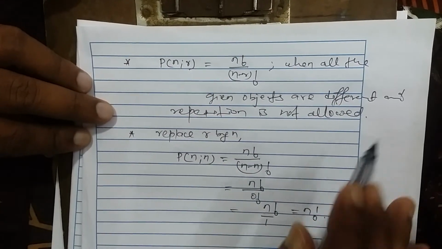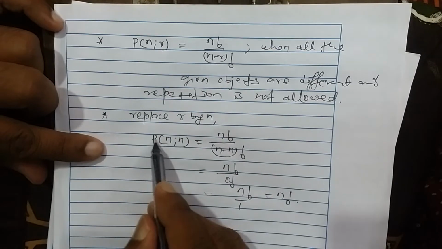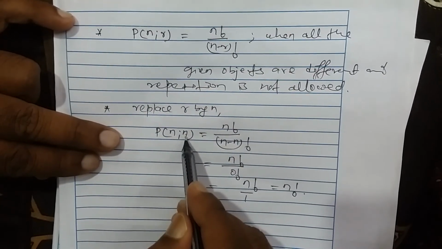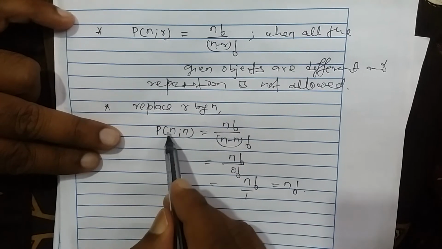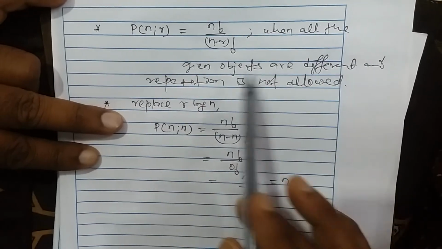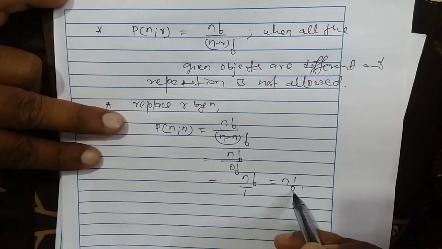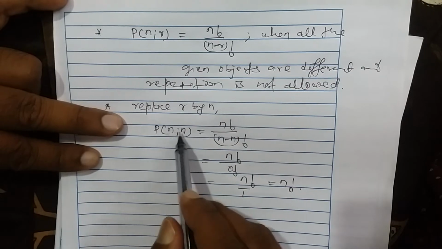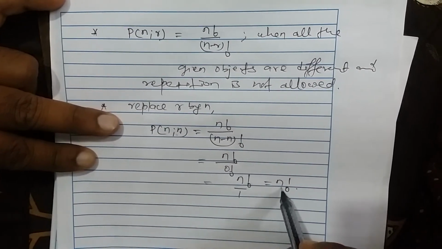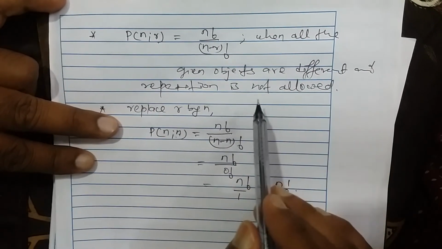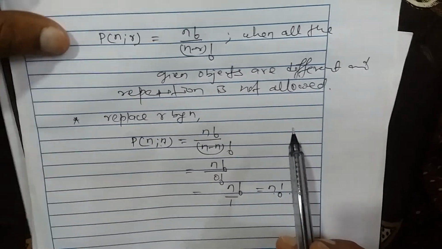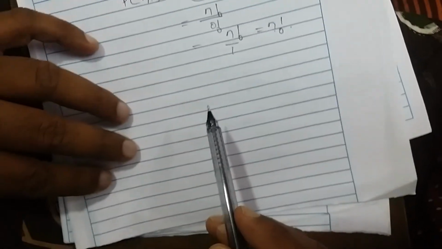That is why we came to the conclusion that the permutation of n given objects taken all at a time, when all given objects are different and repetition is not allowed, is n factorial. We are going to do some numericals on the basis of this result one.